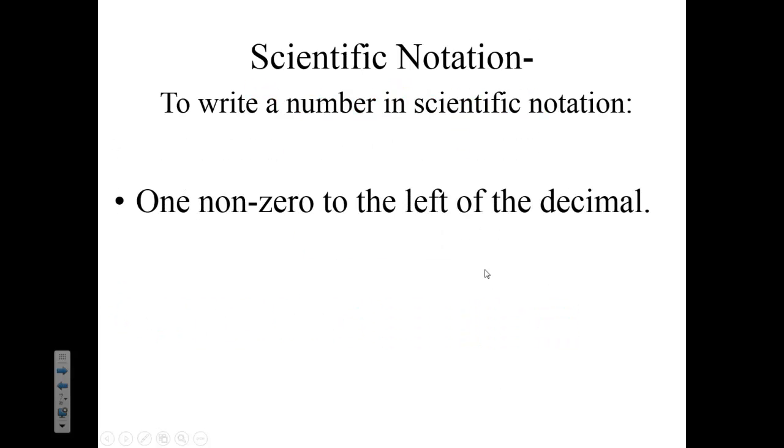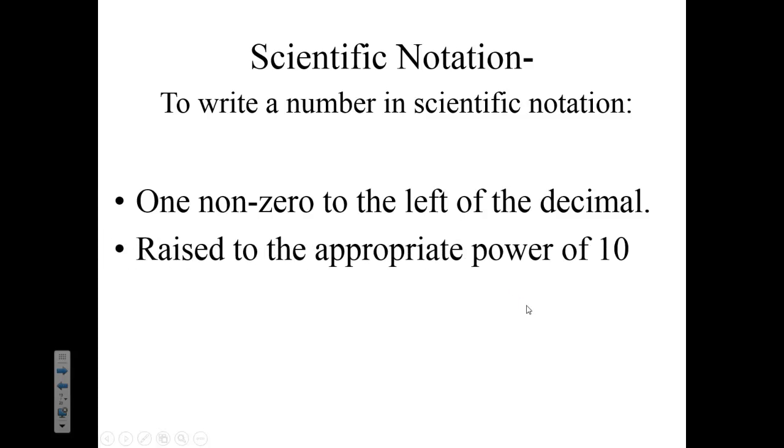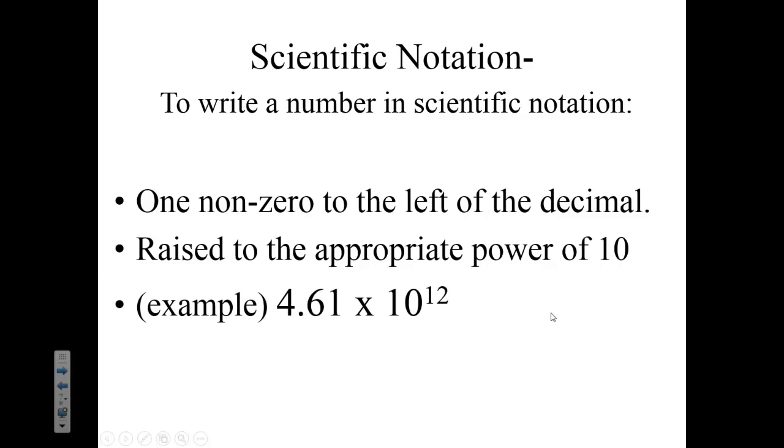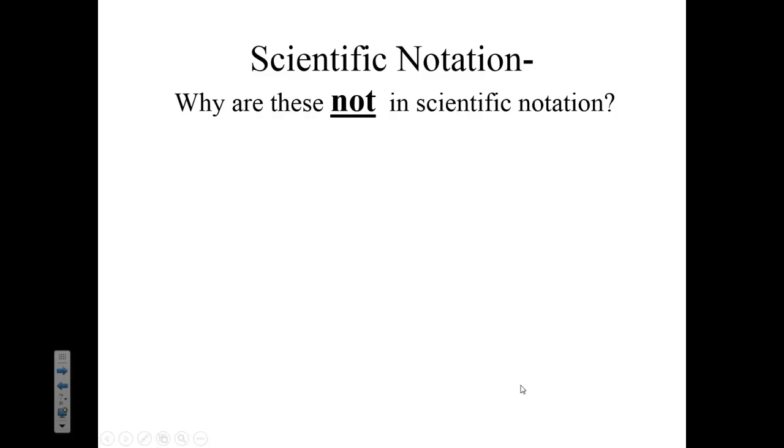So to write a number in scientific notation, we want one non-zero number to the left of the decimal, and it needs to be raised to a power of 10. So we're going to go through this and learn how to do that very quickly here. An example of a number in scientific notation is 4.61 times 10 to the 12. Another example, 1.04 times 10 to the negative 5. Notice that this is a number with one non-zero to the left, or a number between 1 and 10, and it's raised to some power of 10. So these numbers are both written in scientific notation.